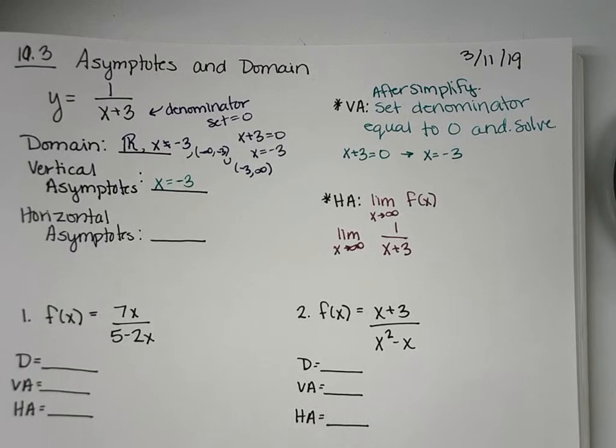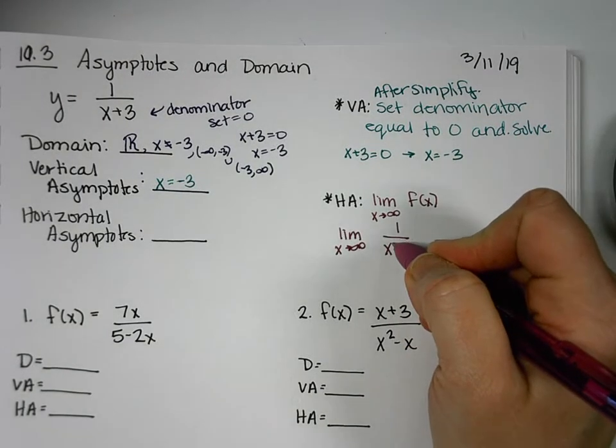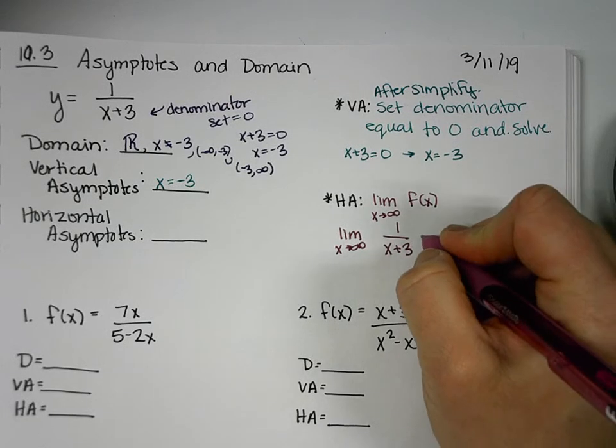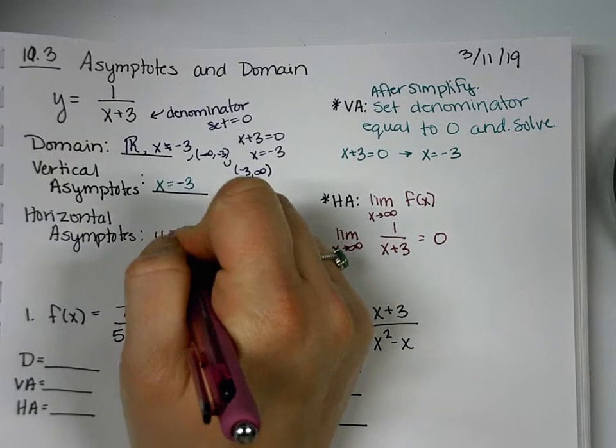So this one is bottom heavy because the degree on the bottom is 1, where on top it's 0. So when it's bottom heavy, your limit is 0. So our asymptote will be y equals 0.